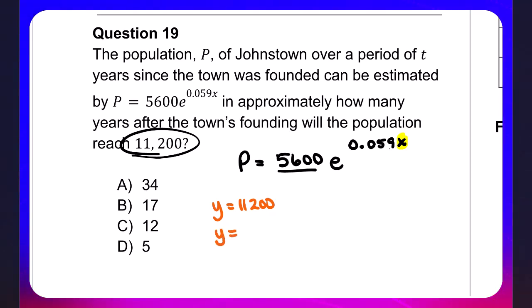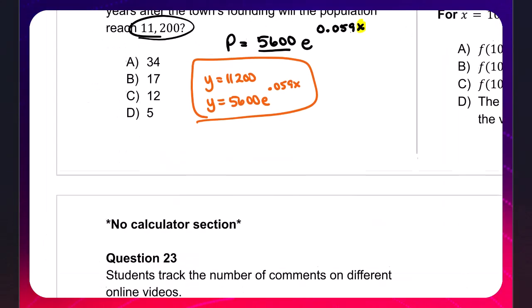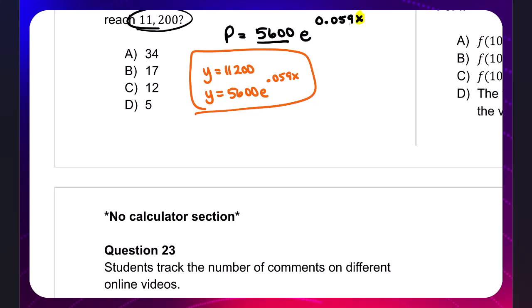And then y equals 5,600 e to the power of 0.059x. Most of you are probably going to do it that way. If you are an honors student, you can do this by hand. Let me show you how to do that.